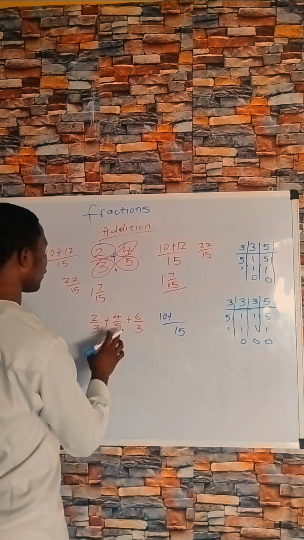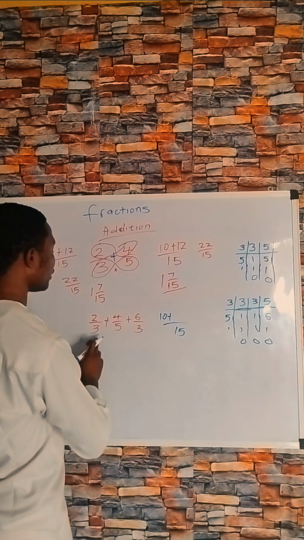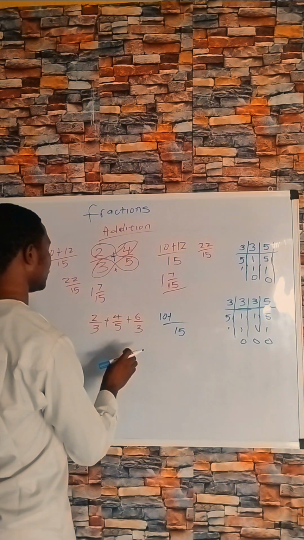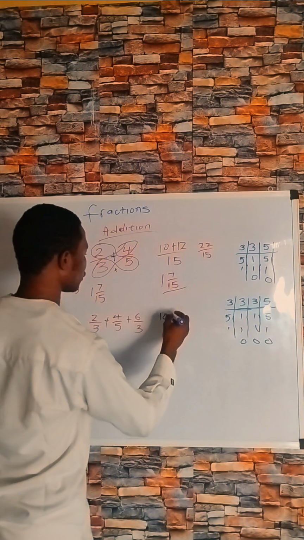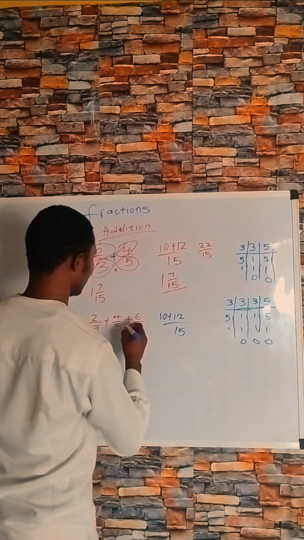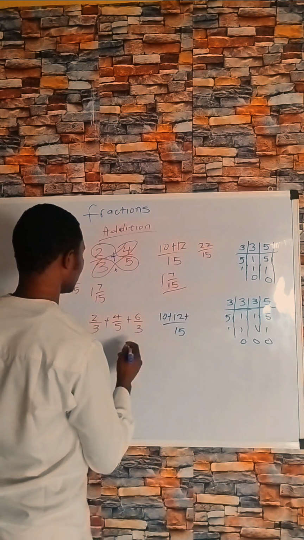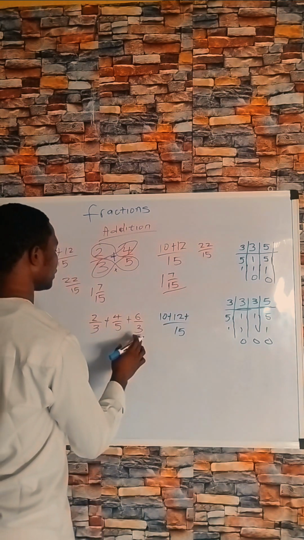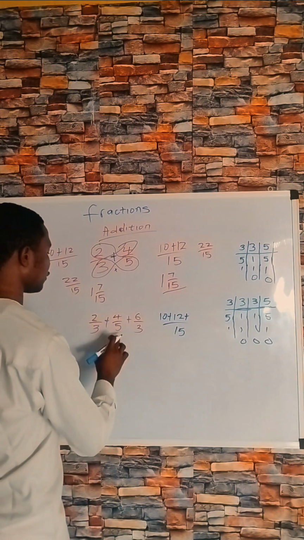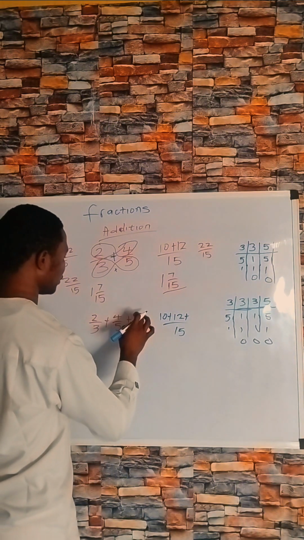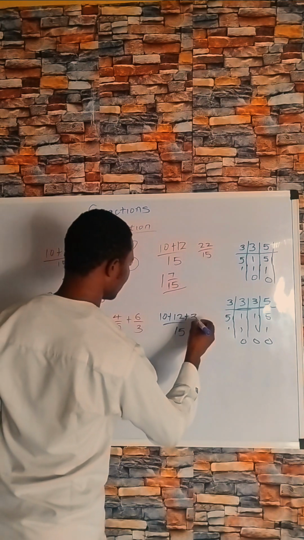Now, 5 into 15 will give you 3. Use the 3 to multiply the numerator, which is 4, will give you 12. Bring back the sign. So, 3 into 15 will give you 5. Use this 5 to multiply this numerator, give you 30.